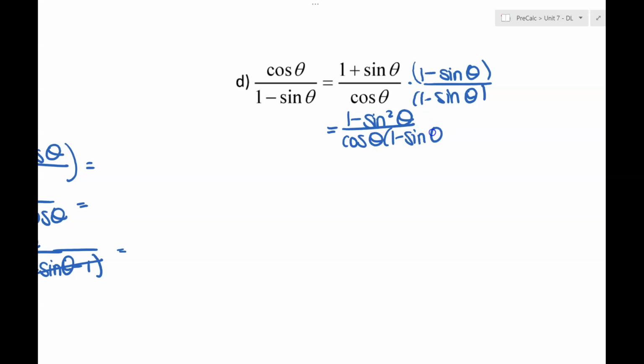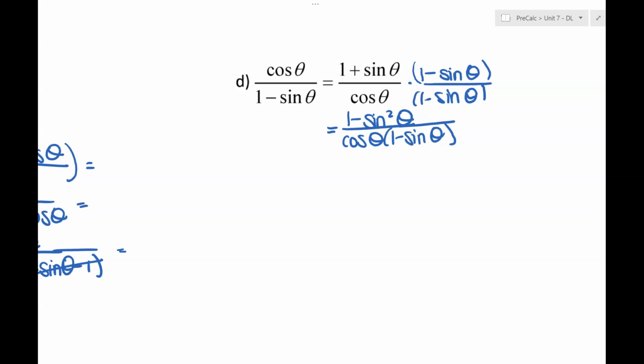Okay, so left versus the right. We need to make one side look like the other. Let's go ahead and work with the right. I'm going to multiply by the conjugate. Why? Because I can. Because I know that in multiplying by the conjugate, the numerator will work out to be something beautiful. So we get 1 minus sine squared theta over cosine theta times 1 minus sine theta.